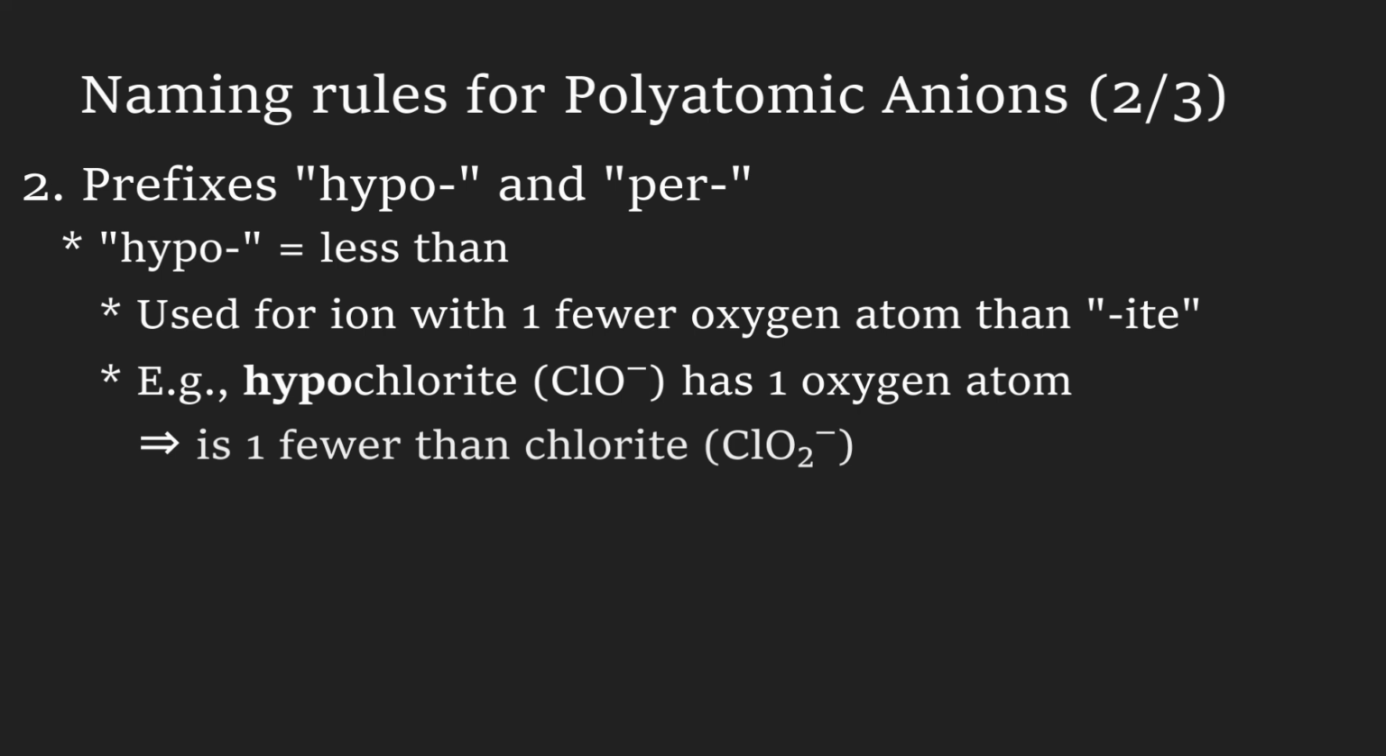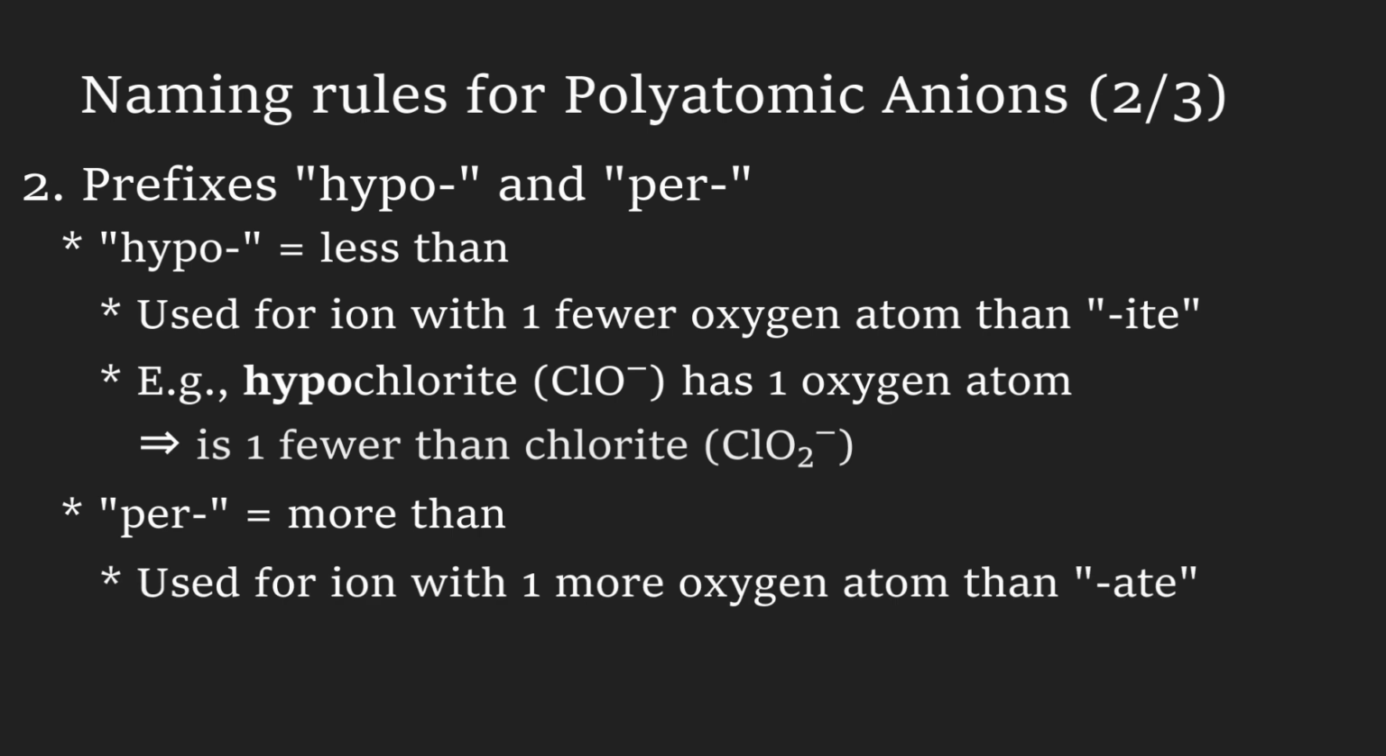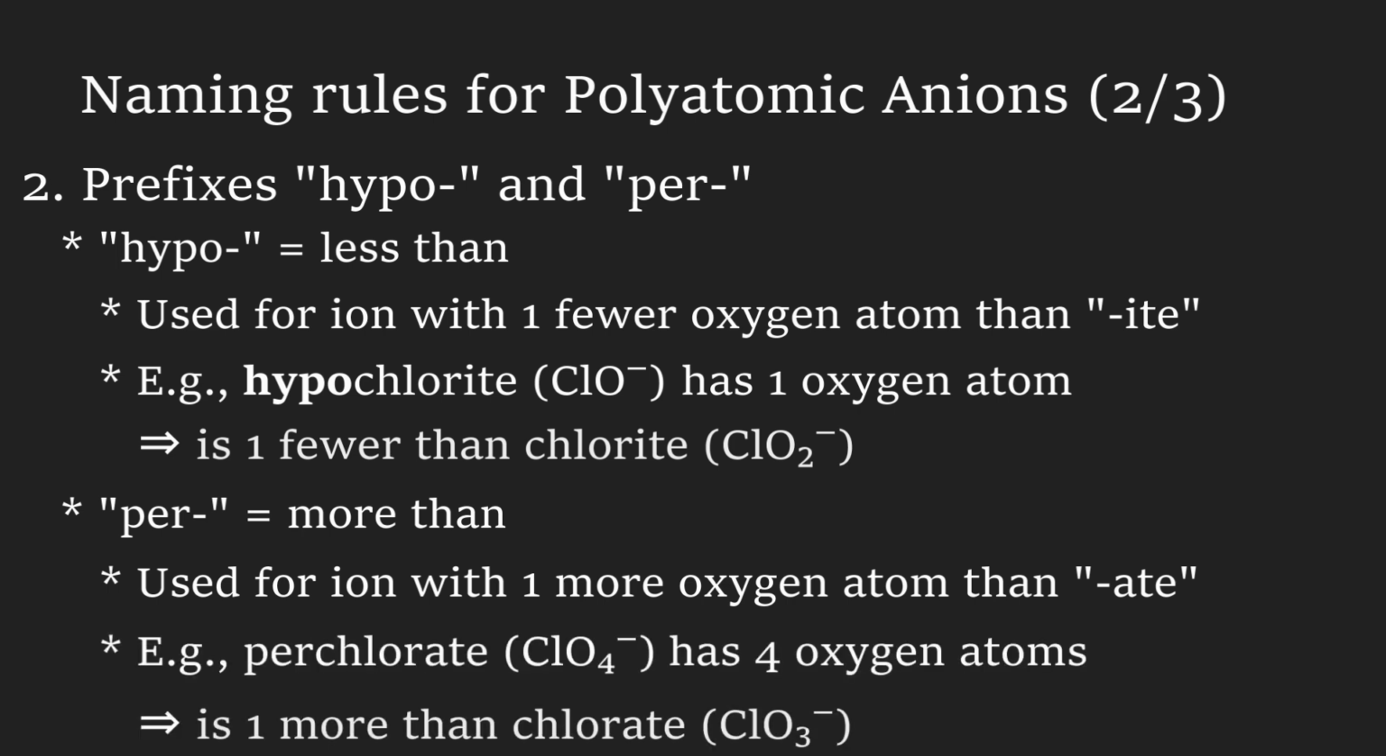In contrast, the prefix per means more than. It is used for the ion with 1 more oxygen atom than the ate form. For example, perchlorate has 1 more oxygen atom than chlorate. Thus the former gets the prefix per. So this is the second convention for naming polyatomic anions, namely that we assign the prefix hypo to the ion that has 1 fewer oxygen atom than the ite form, and we assign the prefix per to the ion that has 1 more oxygen atom than the ate form.